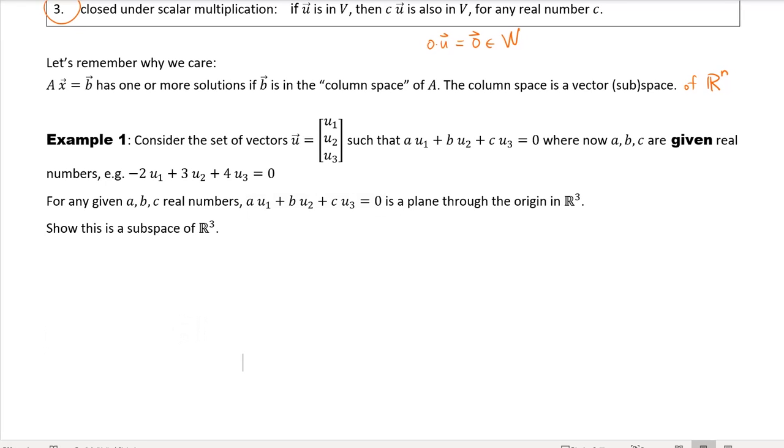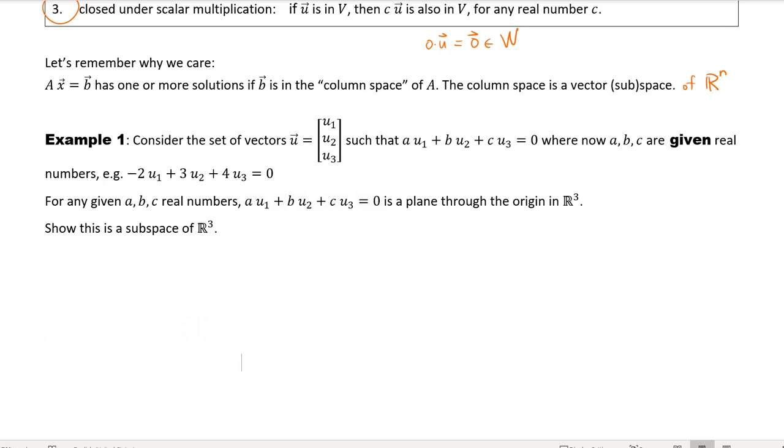Then we know this linear equation in R3 represents a plane. And because the right-hand side is 0, we know this plane passes through the origin. Why is that? Well, you can plug in the 0 vector. When U1, U2, U3 are 0, you just get 0 equals 0. Because that vector is a solution, this plane passes through the origin.